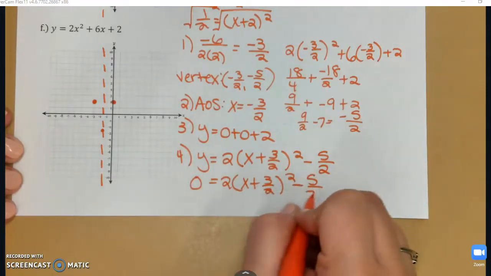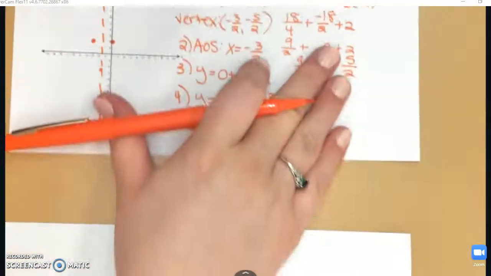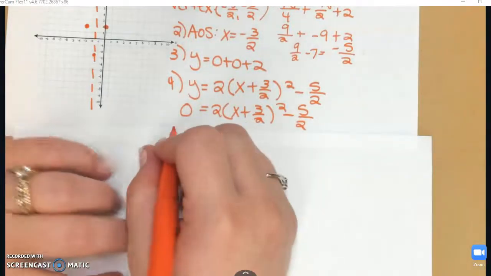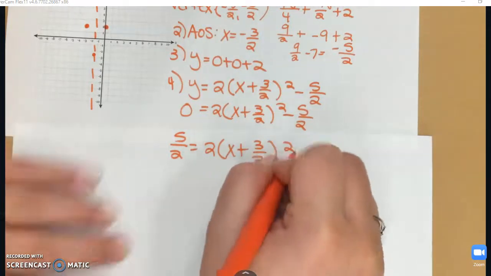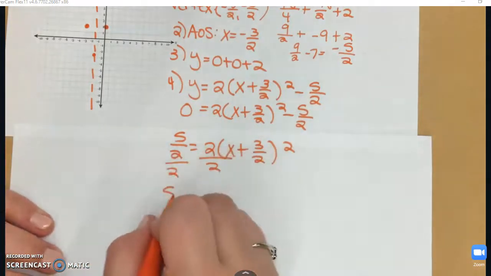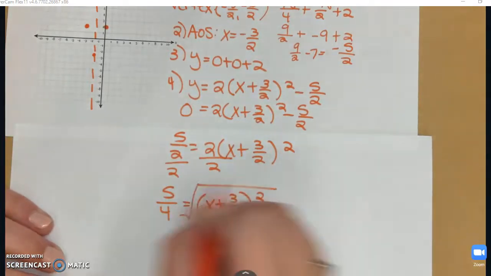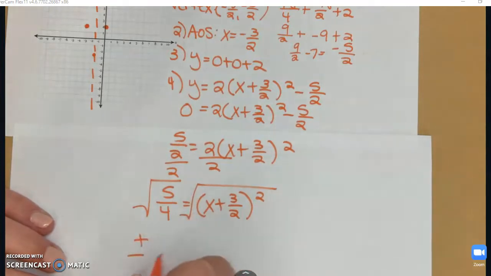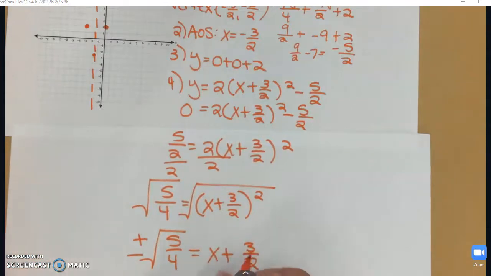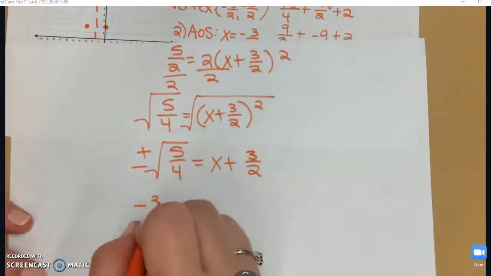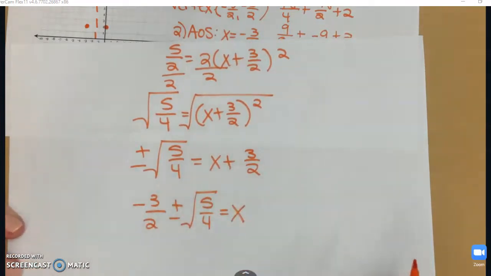The first thing I need to do is add the 5 over 2, and I'm running out of room, so I'm just going to continue on to another page. So this becomes 5 over 2 is equal to 2 times. Now I divide by 2, so I get 5 over 4. Take the square root of both sides, so this becomes the plus or minus square root of 5 over 4. And then lastly, I'm going to subtract that 3/2. And that is going to be my x-intercept.